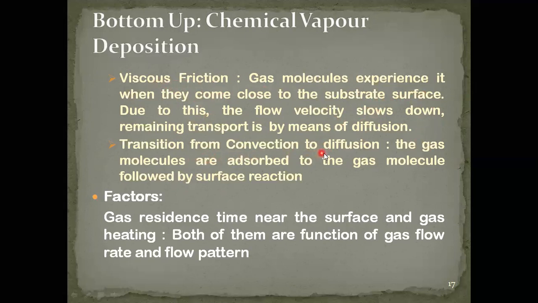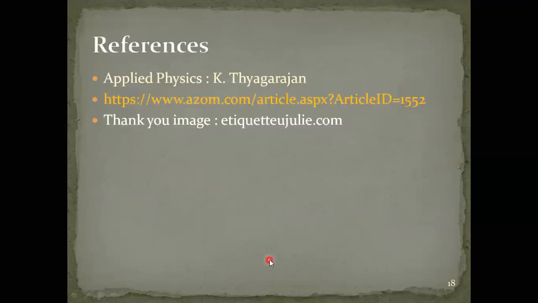Another one is the transformation from convection to diffusion. We have already discussed that the gas molecules are adsorbed onto the substrate, followed by the surface reaction. The factors influencing this are the gas resistance near the surface and gas heating. Suppose the gas is not that much heated while the substrate is heated, there is a chance that the substrate will no longer hold the cooled gas molecules. So these are some quick references.